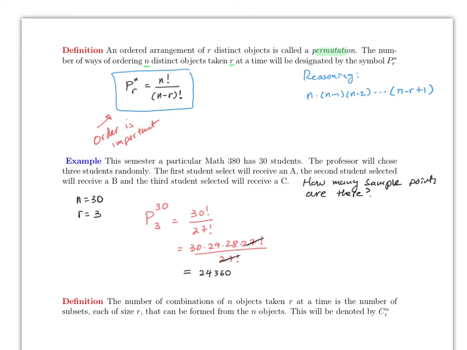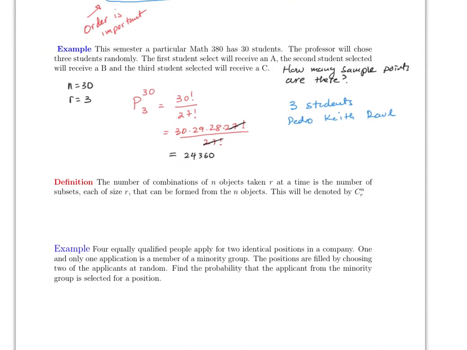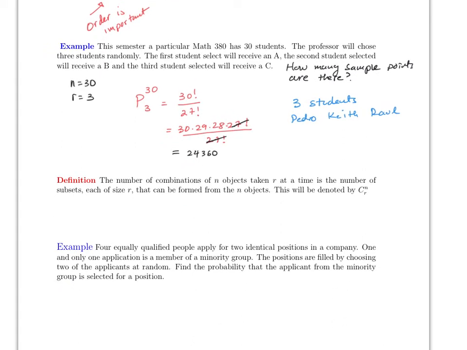Let's say that you have 3 students in the class, so say you have these 3 students: Pedro, Kid, and Raul. So the probability that Pedro will get an A, Kid will get a B, and Raul will get a C, it will be 1 over this. The probability that Kid will get an A, Raul will get a B, and Pedro the C is also 1 over this. Okay? Alright, so now let's look at the following definition, which is highly related to the previous one.